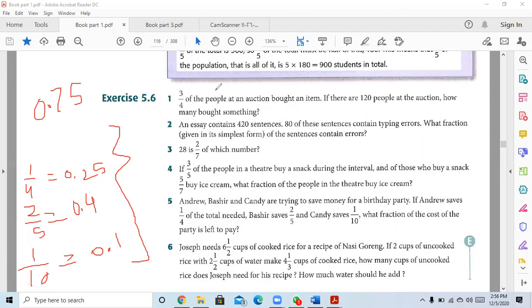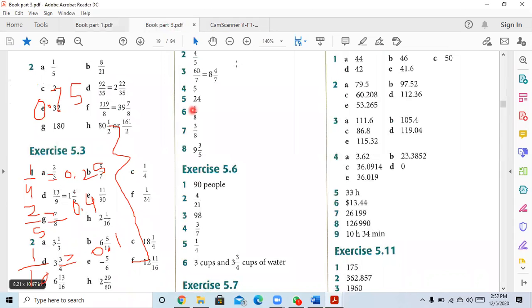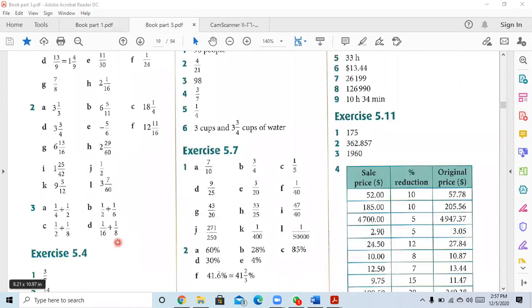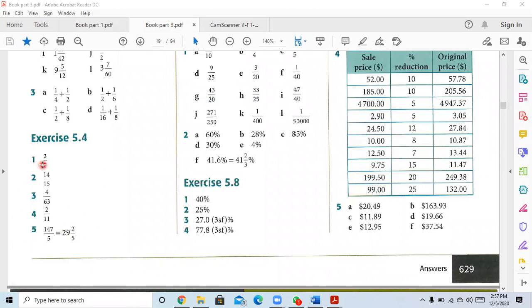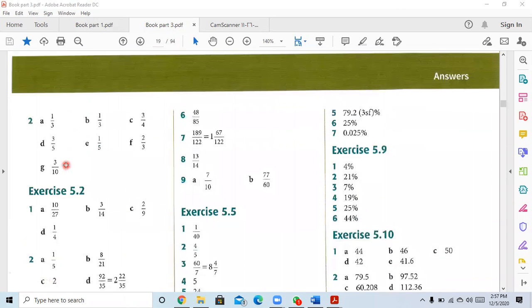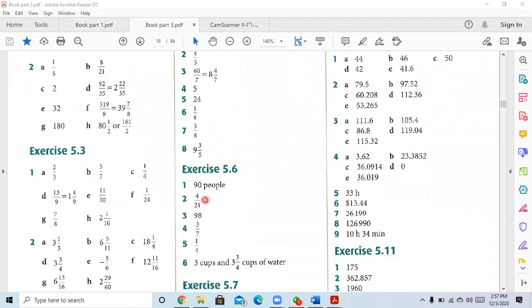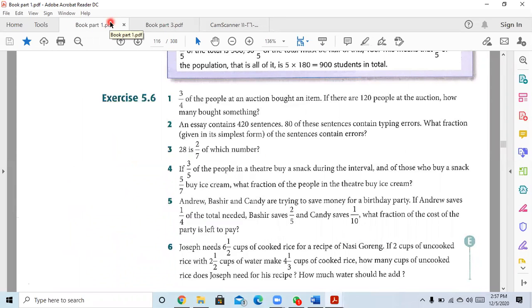Okay, so let's see whether we are correct or not. Here are the answers of 5.3, this is all answers. This one is 5.4, this one is 5.5, and this one is 5.6. So my answer is 1 by 4. Here we have the answer to what fraction of the cost of the party is left.